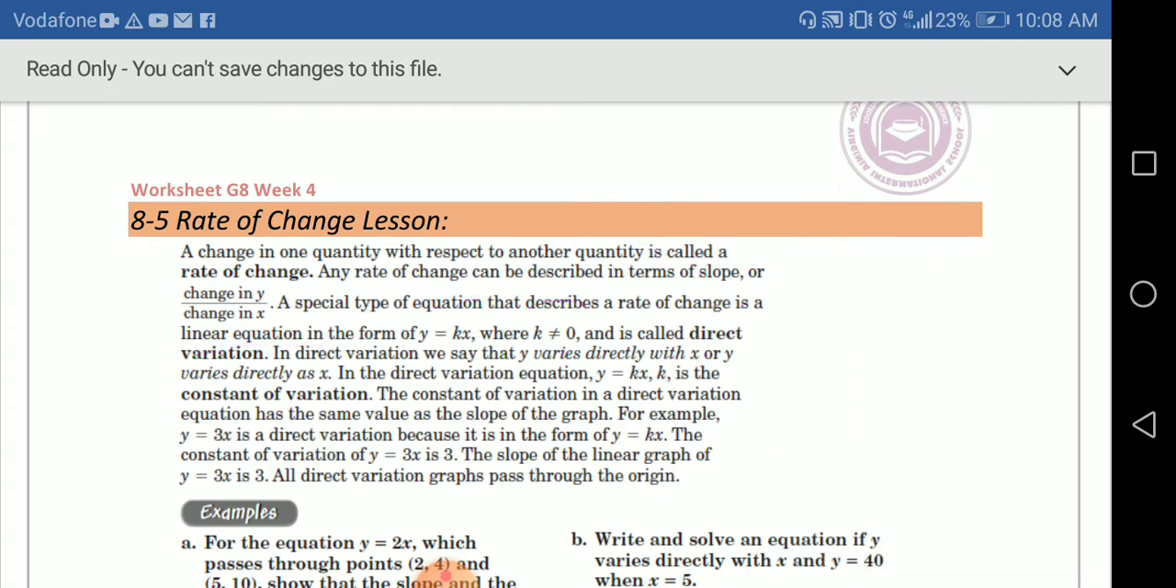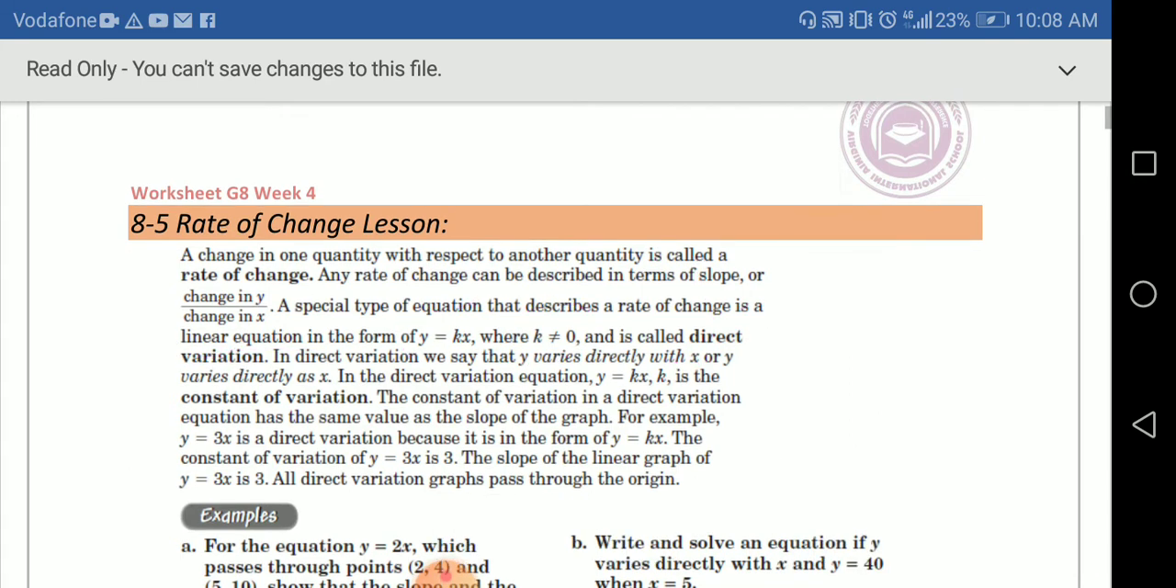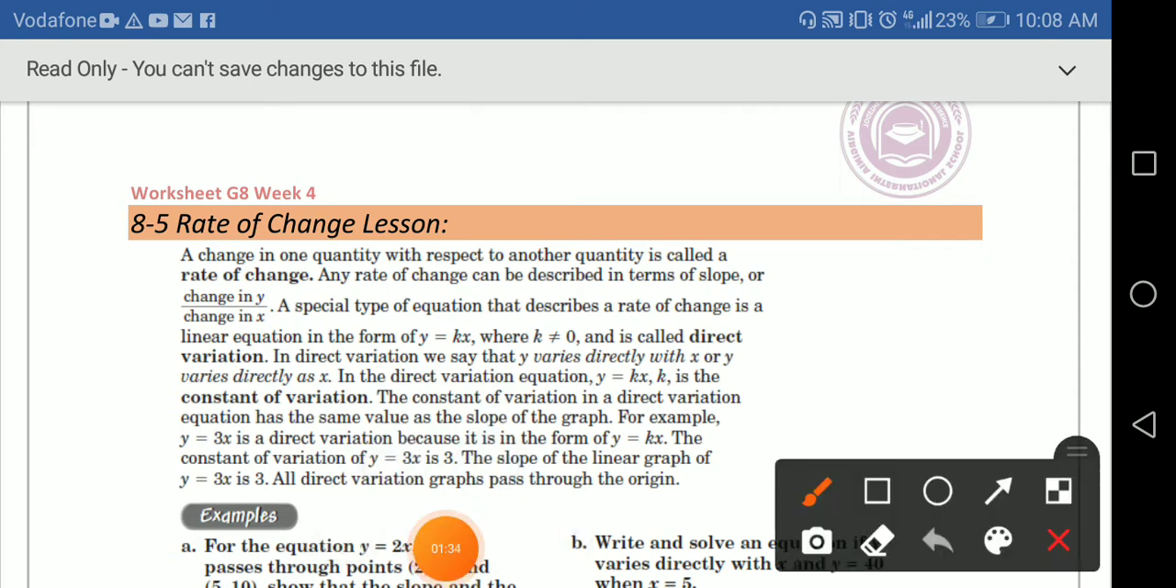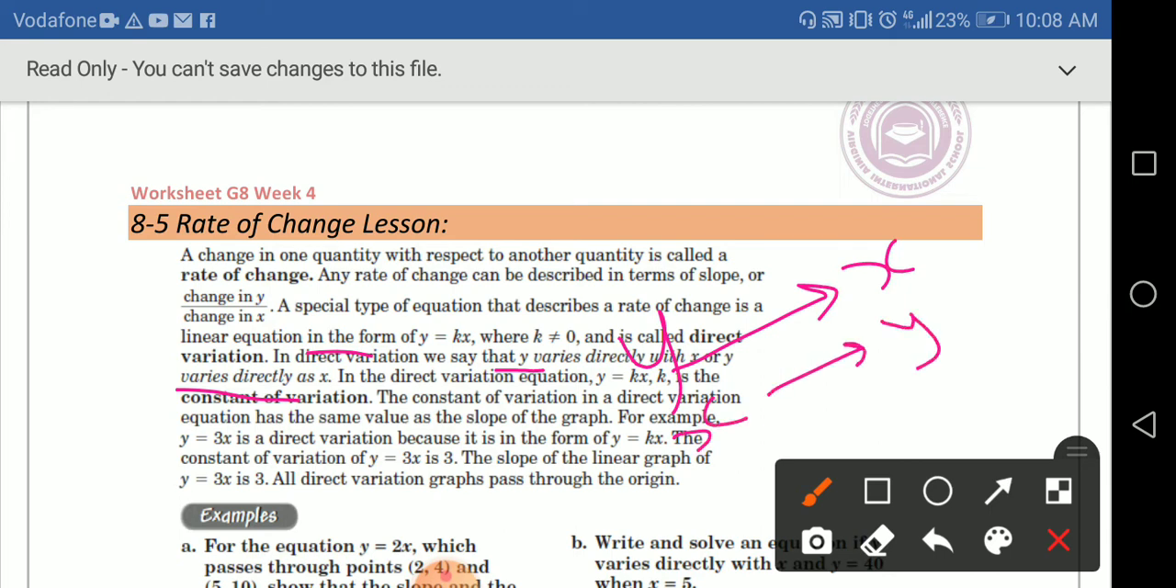In direct variation, we say that y varies directly with x. So y varies directly with x and x varies directly with y. Okay, in direct variation equation, we have here y equal what? We have to study this very well, kx.